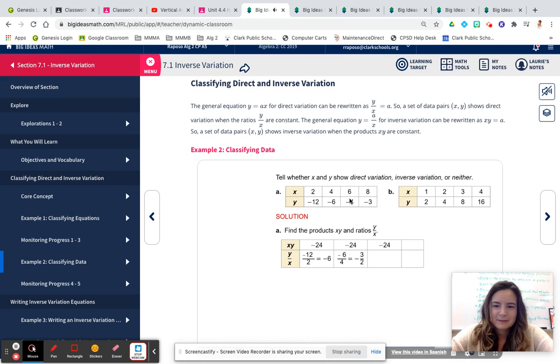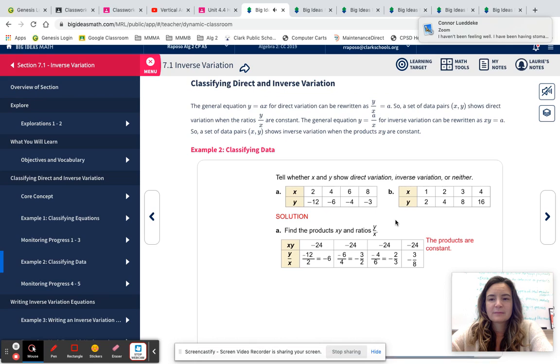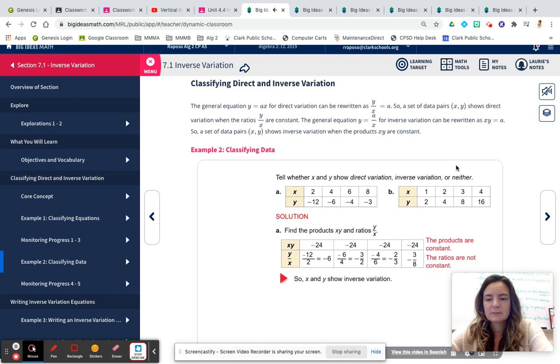6 multiplied by -4 gives -24. And -4 divided by 6 gives -2/3. Multiplying 8 by -3 gives -24. And -3 divided by 8 gives -3/8. Notice that the products are constant, but the ratios are not constant. So x and y show inverse variation.